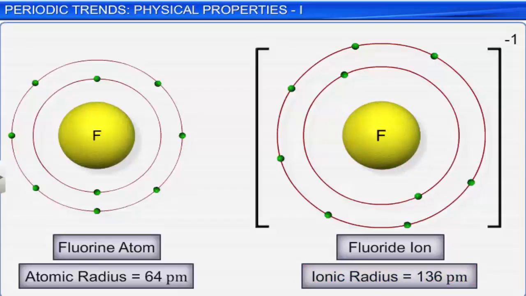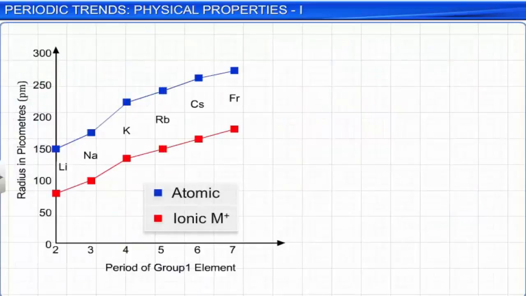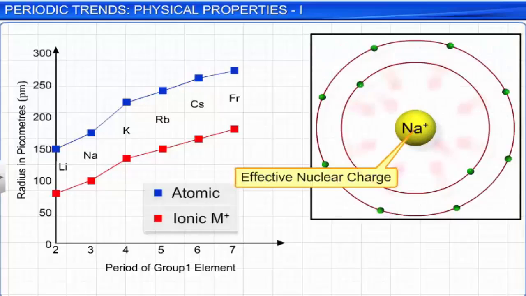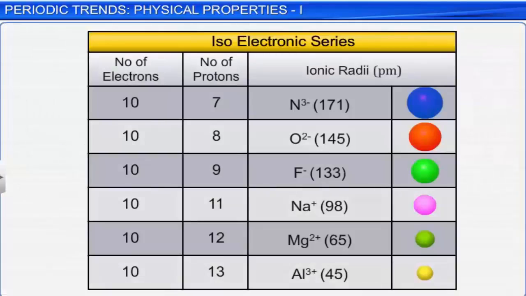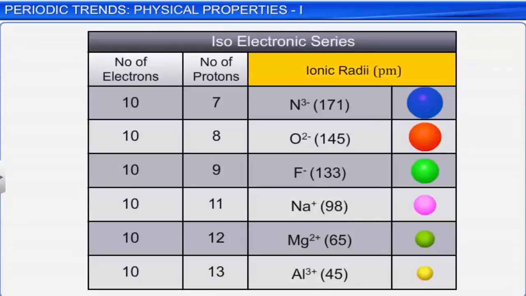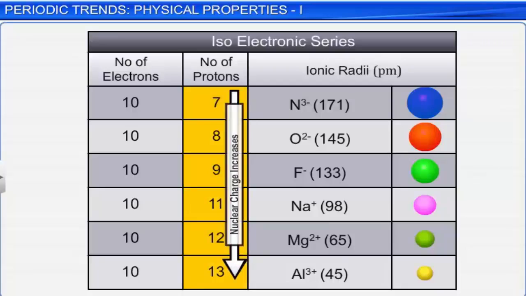This is why the ions belonging to isoelectronic series have different ionic radii. Isoelectronic species may be defined as atoms and ions which contain the same number of electrons but differ in nuclear charge. Within a series of isoelectronic species, as the nuclear charge increases, the force of attraction by the nucleus on the electrons also increases. As a result, ionic radii decrease.